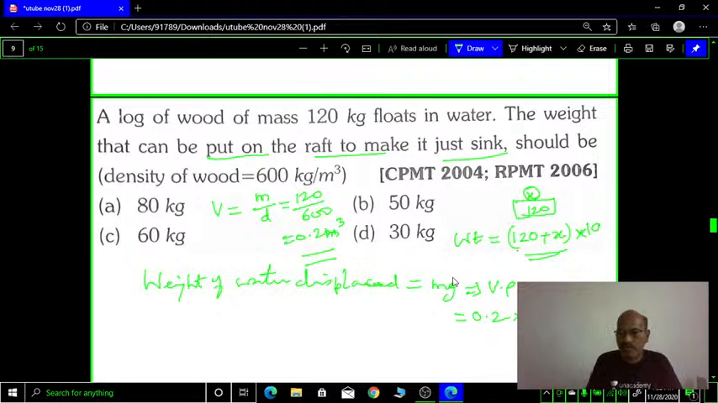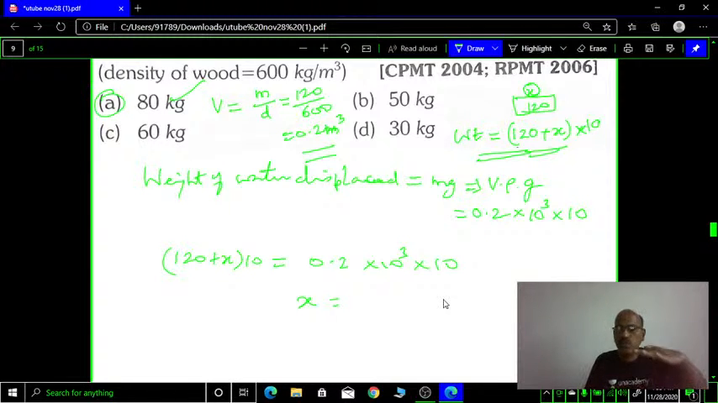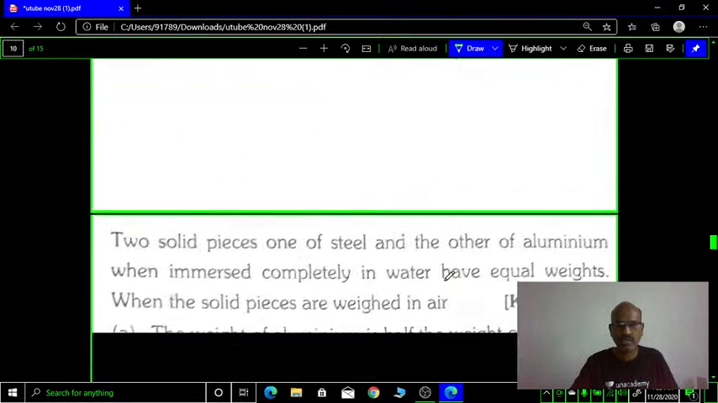Now the body will just sink if the weight of the body is equal to the weight of the displaced liquid. So equate these both and find x. We know that (120 plus x) into 10 equals 0.2 into 10 power 3 into 10. Simplify and you will get x as 80 kg. The question is how much weight you keep on the wooden block so that it just sinks, so x equals 80 kilogram is the correct option. Let us go for the next question.